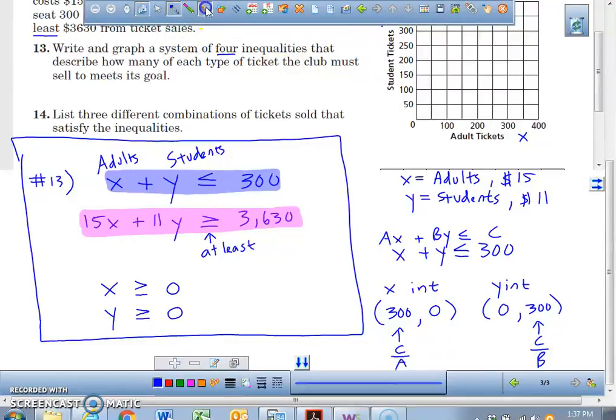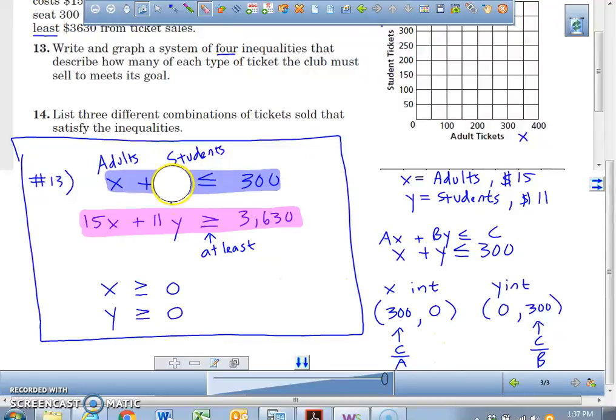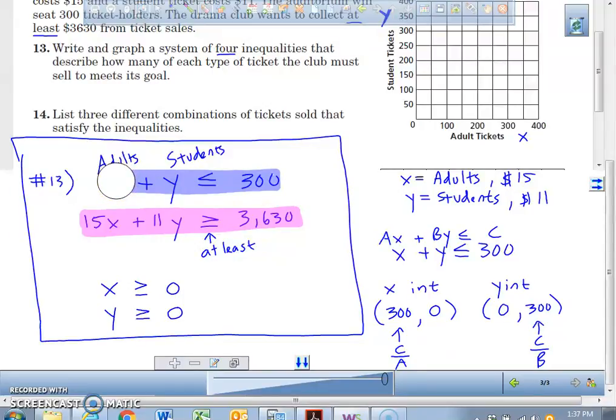Now, sometimes what I do on these is really easy. Watch. I cover up the y's. I make it equal to 0. What do you see x is equal to? 300. Cover up the x's. What is y equal to? 300. Okay? That's another way of looking at it.